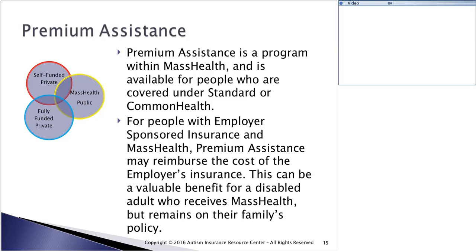But when an individual is 18 or over and they apply for MassHealth, or say they get MassHealth because they've obtained SSI because of a disability, they are eligible for premium assistance, and there's no premium based on the family's income. The system sort of changes. And many people aren't aware of this, but it can be a very valuable benefit.